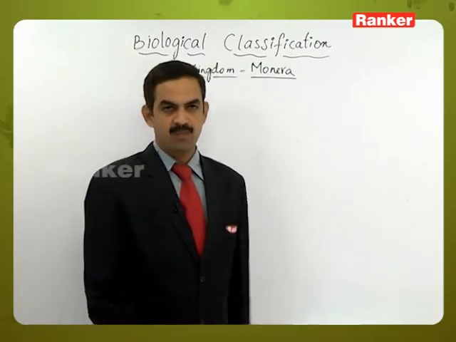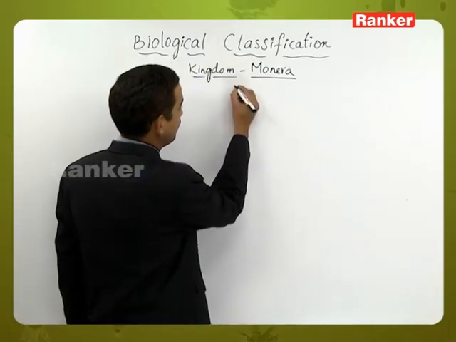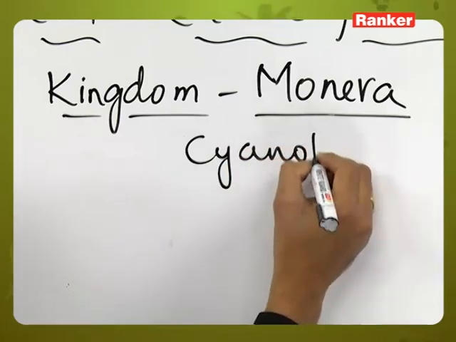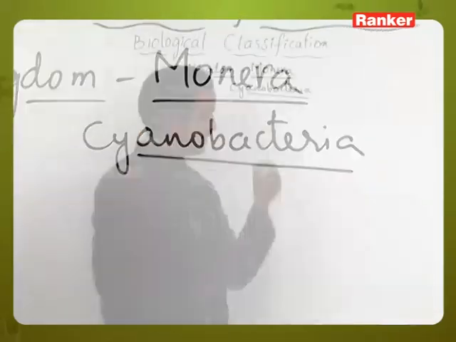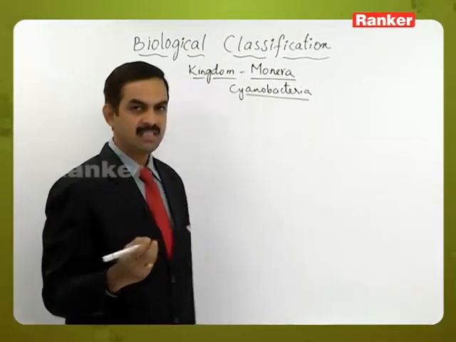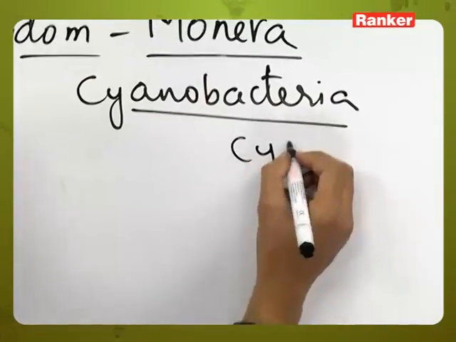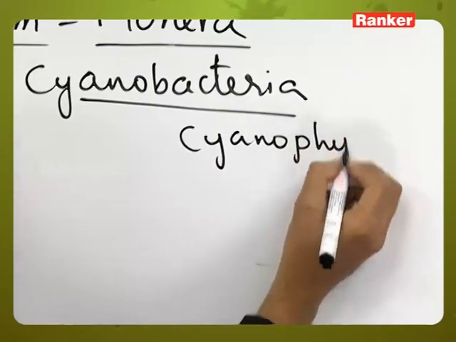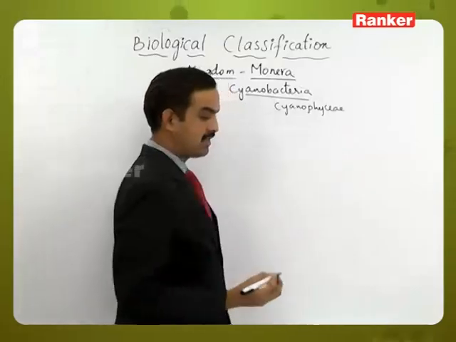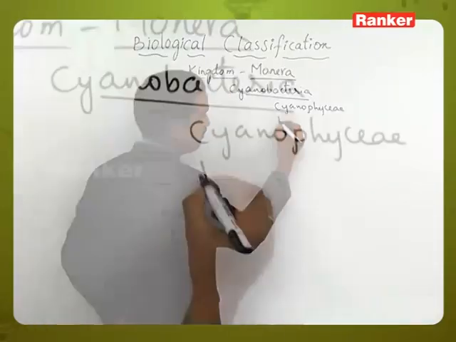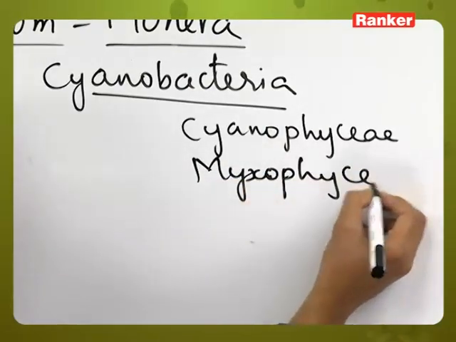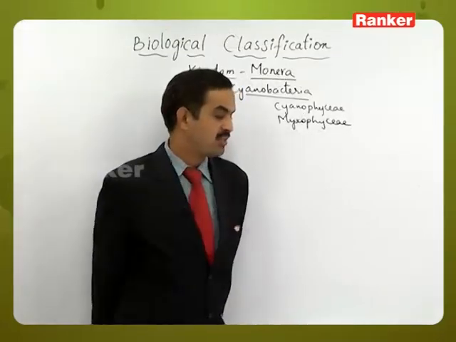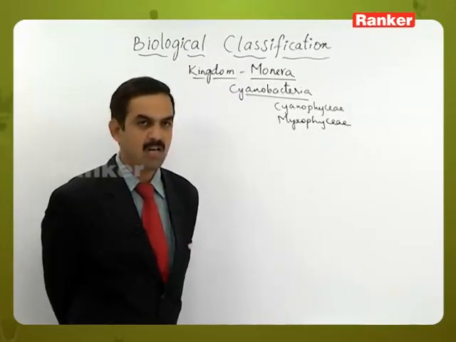In Kingdom Monera, one other group is there, those are called Cyanobacteria. Generally we call the Cyanobacteria the Cyanophycean members. They belong to Cyanophyceae, and the other group is called Myxophyceae. They belong to both Cyanophyceae and Myxophyceae, and generally these are considered as the blue-green algae.